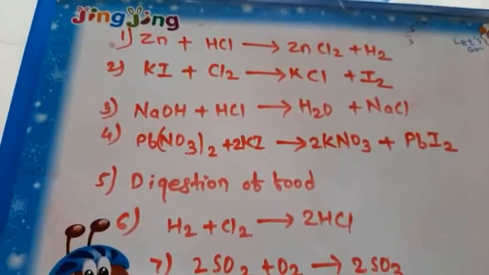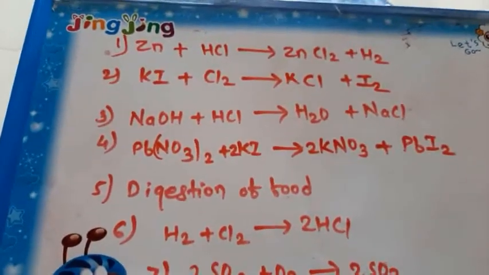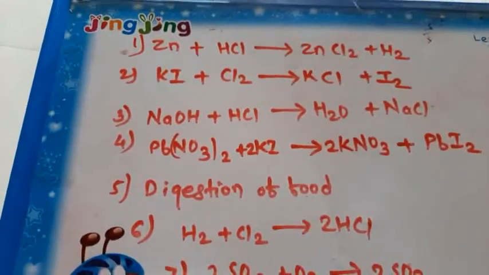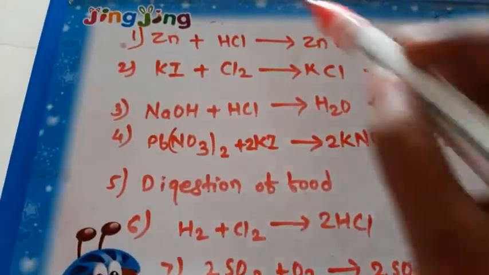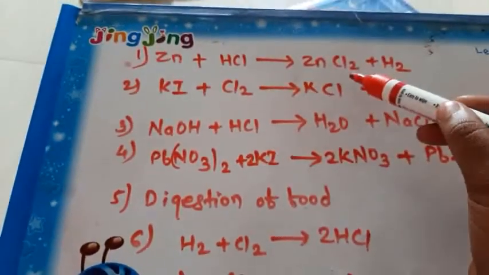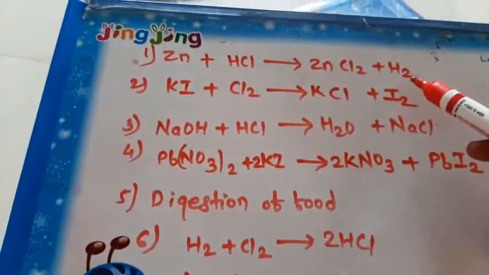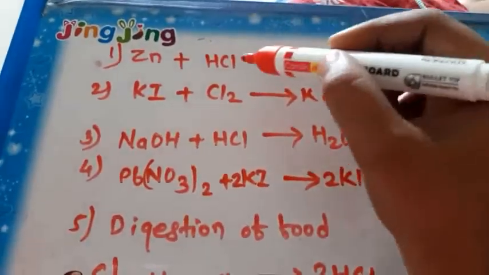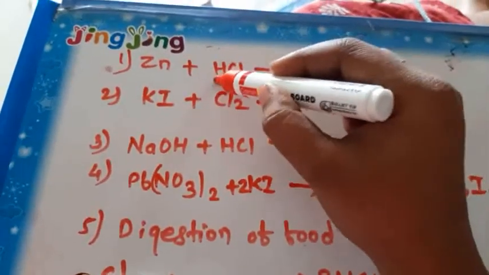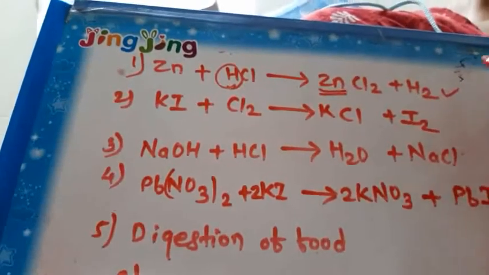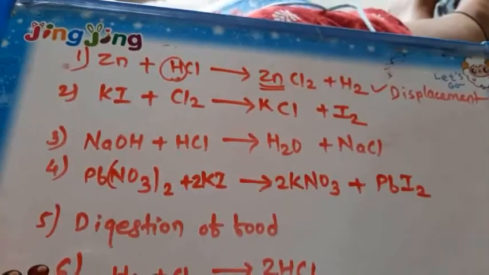Now, for practice, we will try to identify the type of chemical reactions for following list of chemical reactions. First is, when zinc reacts with HCl, products are ZnCl2 and H2. Try to identify this. Here, place of hydrogen is taken by Zn. That's why this is a displacement reaction.